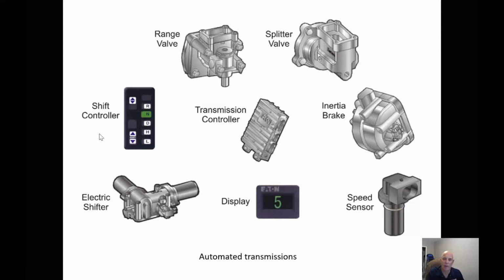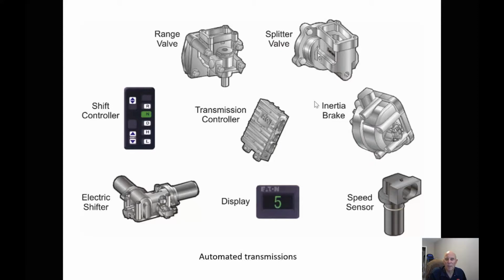If it doesn't stop flashing, it's not engaged. We have a range valve, a splitter valve, inertia brake, speed sensors, transmission control unit. We'll have a display which is down in here, and we have an XY shifter. So our range valve and splitter valve are the same as what we were talking about in the manual transmissions. We have an inertia brake.